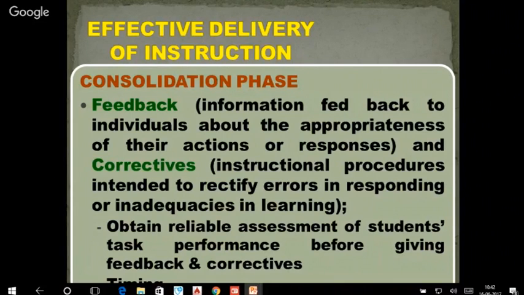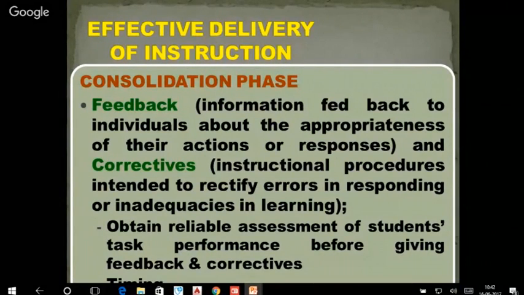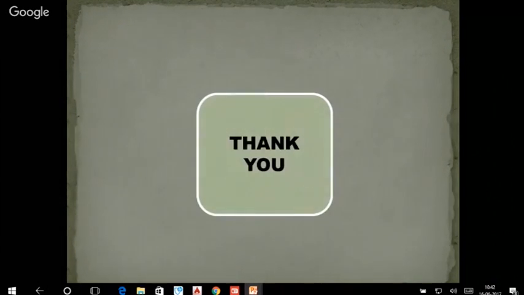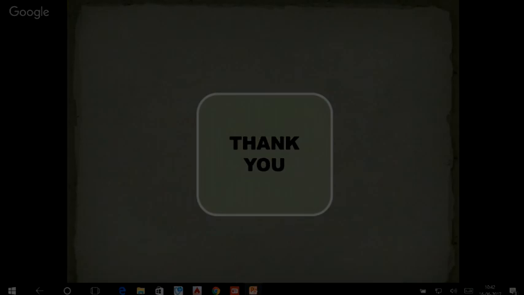And then corrective measures: procedures which are intended to rectify errors in responding or inadequacies in learning. For this, you can obtain a reliable assessment of students' task performance before giving feedback, etc. So this is all about instructional planning and delivery.